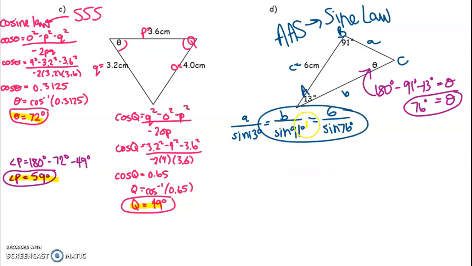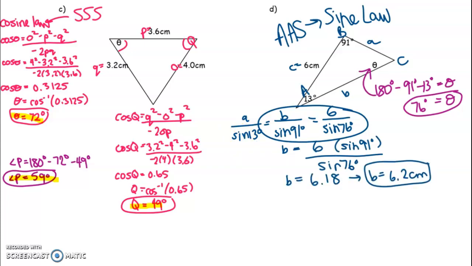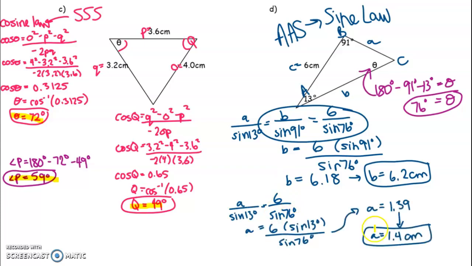Now I'm going to solve for my B value. You could have solved for your A value first, but I'm just going to go ahead and solve for B. So I isolate for B and I get 6.2 centimeters. Then I'm going to solve for my A value. A over sine 13 equals 6 over sine 76. Isolate for my A value and I get an A value of 1.4 centimeters. So again, I'm just going to highlight my final answers, and those are the answers that will solve my triangle. Let's jump into the word problems now.